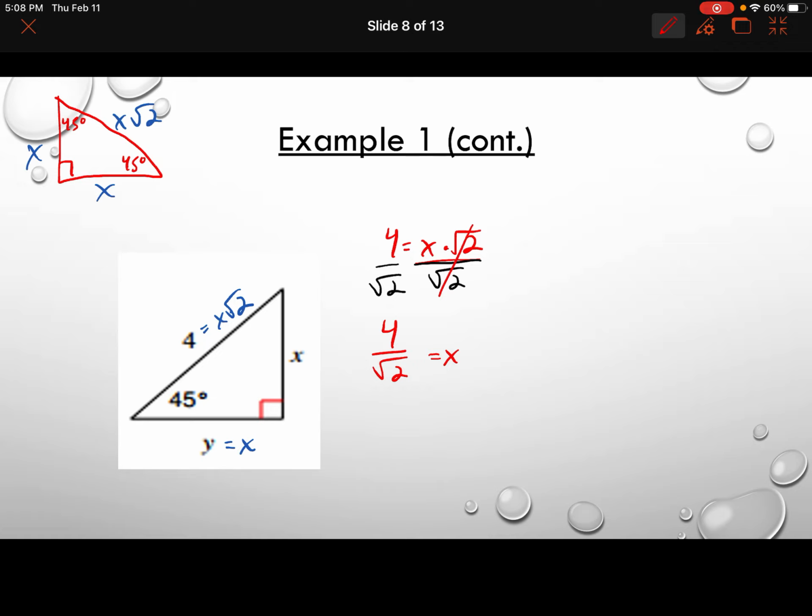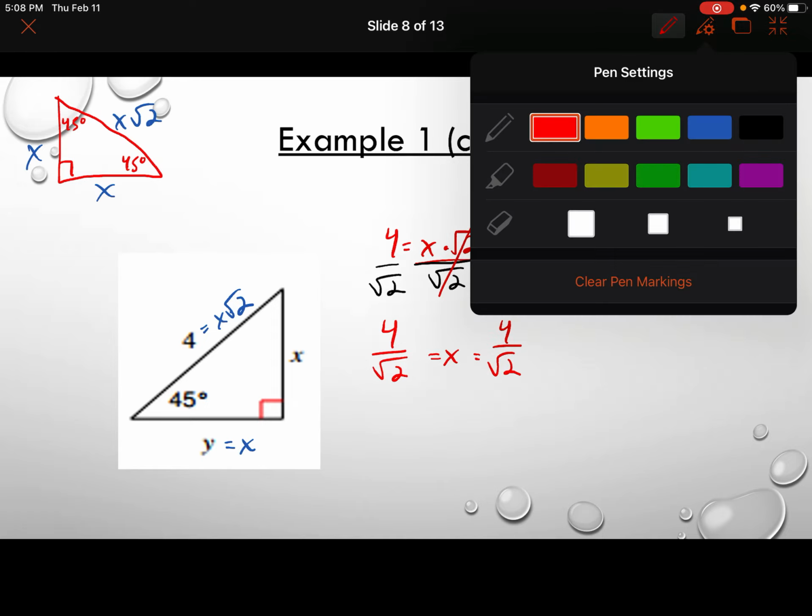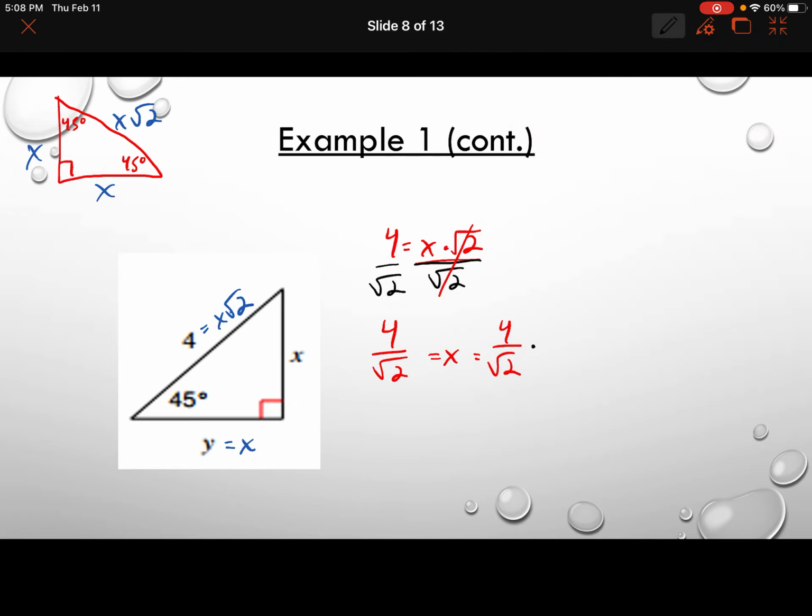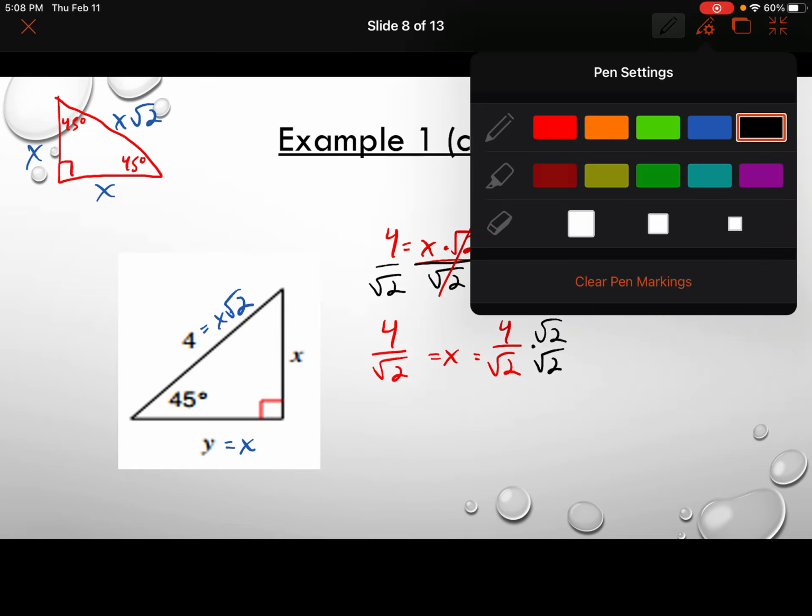Now, you could leave your answer that way. But typically, we do not leave square roots in the bottom of our expressions. So for those that remember, the way you get rid of a square root is you multiply it by itself. So we're going to multiply this fraction by the square root of 2. But remember, whatever you multiply the bottom by, you have to multiply the top by. So we're going to multiply both the top and bottom of this fraction by the square root of 2.